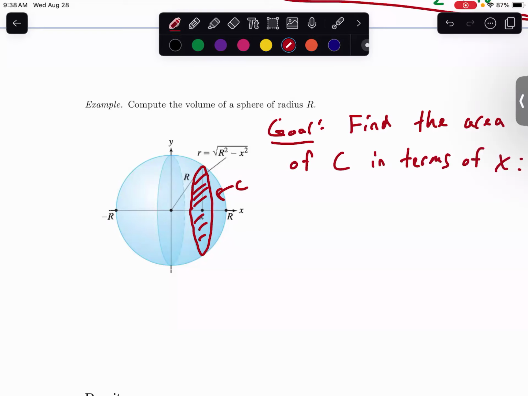And so we already know that the area of C, right? We're given that the radius of the circle is this lowercase r right here.